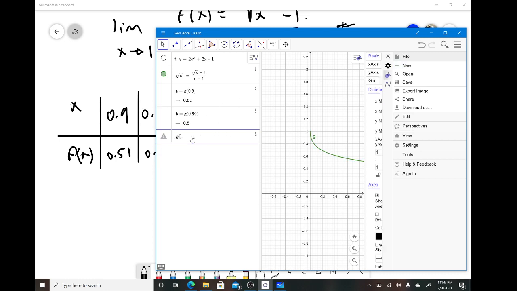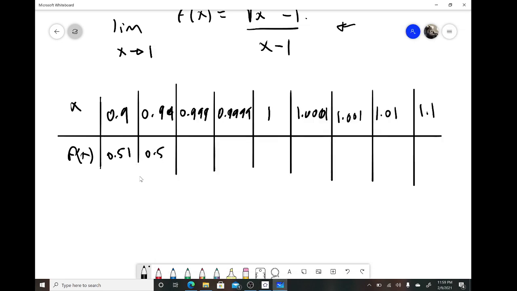So g of 0.999 is going to be again 0.5. And again, it's not really 0.5. There's a bunch of other digits that are being left out, but it's very close to 0.5, so GeoGebra is just estimating it to be 0.5. So you could guess the next one is also going to be 0.5.